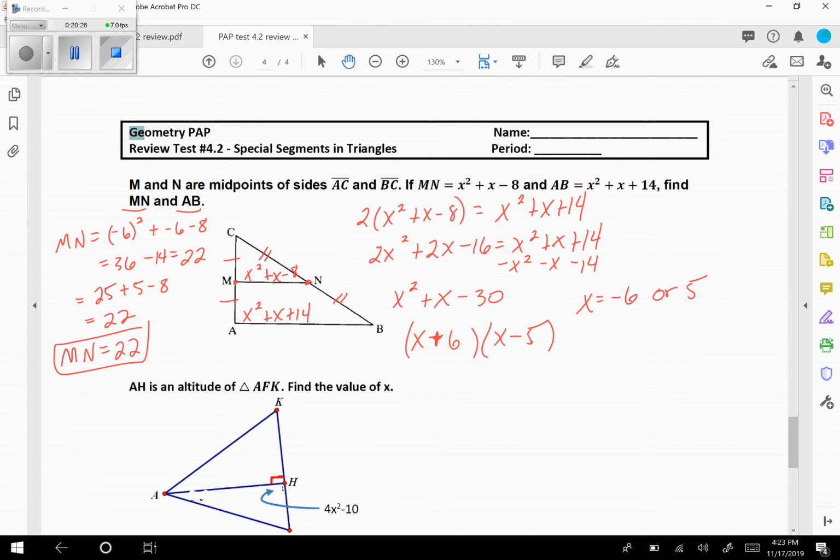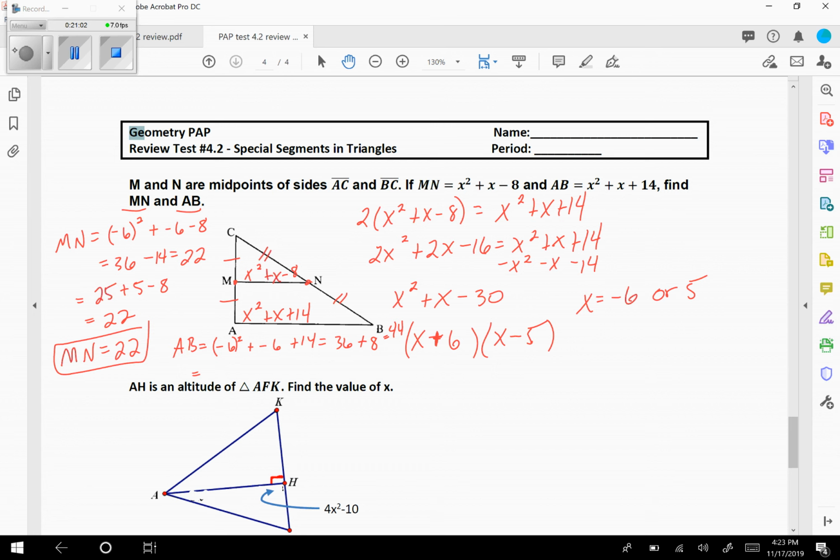And then now we'll do AB. Okay, so AB. Okay, we'll do negative 6 squared. And notice I'm putting the negative 6 in parentheses. Plus negative 6 plus 14. So this is going to be 36 plus 8, because 14 minus 6 is 8. Okay, so that's going to be 36 plus 8, that's going to be 44. Okay, and obviously it should be twice the length of MN, right?